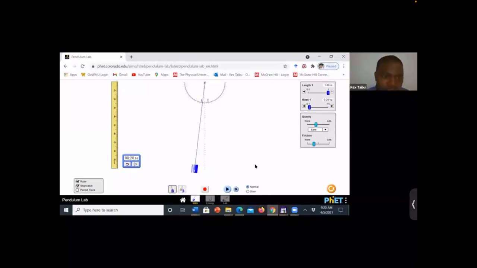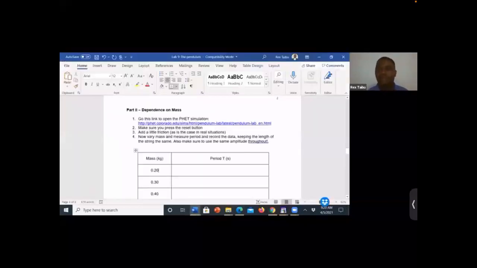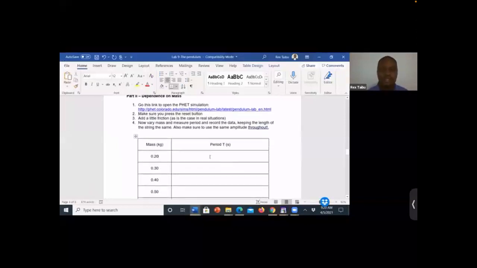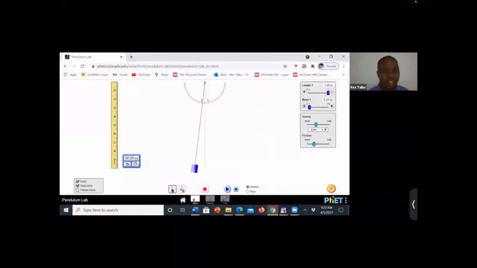So I got 20.84. I'll go to my table and enter it here. Remember, we divide by 10. I got 20.84 seconds for 10 oscillations. For one oscillation, I divide by 10, and I get 2.084.